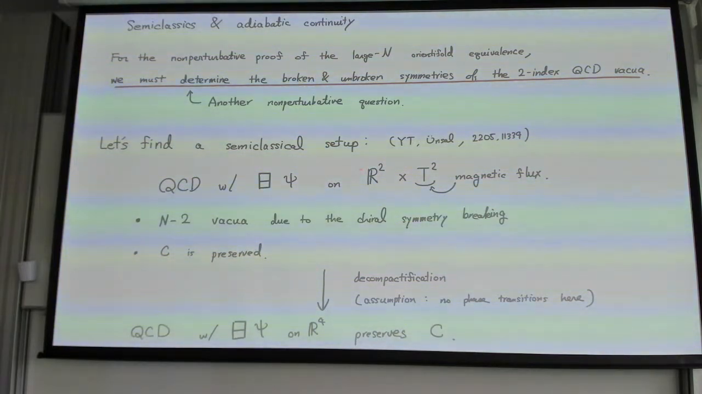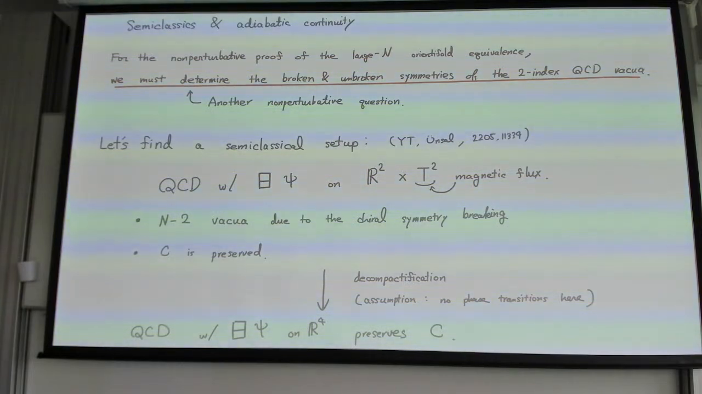So if you assume that this T2 compactified setup is continuously connected to the decompactified limit, this is the assumption of adiabatic continuity. This part is an assumption, but if you accept it, then two-index QCD preserves charge conjugation symmetry, which gives some support for the large N orientifold equivalence. This part is, again, an assumption, but there is a good reason to believe it.